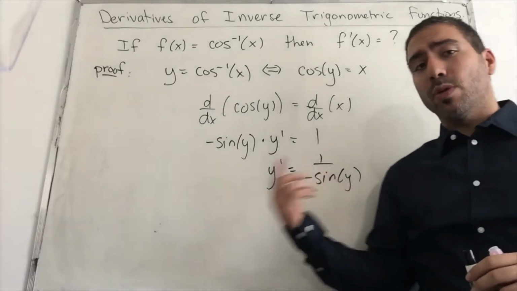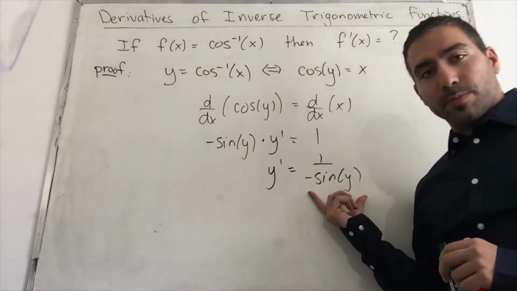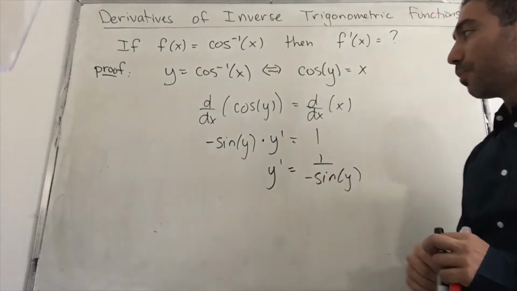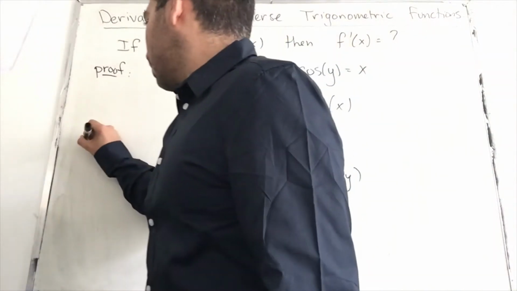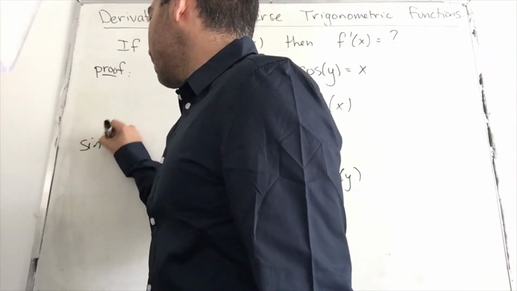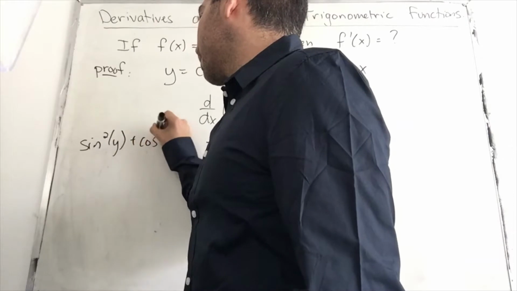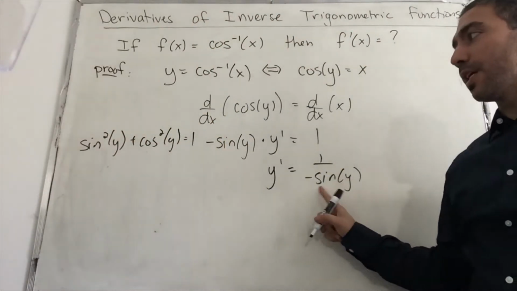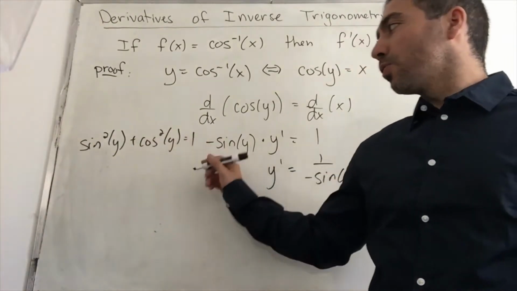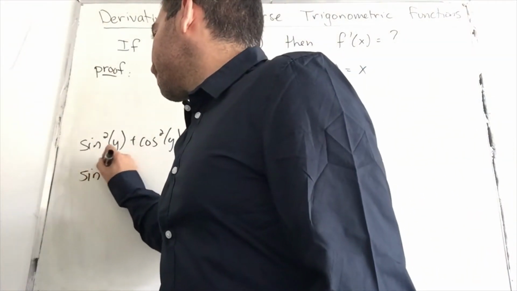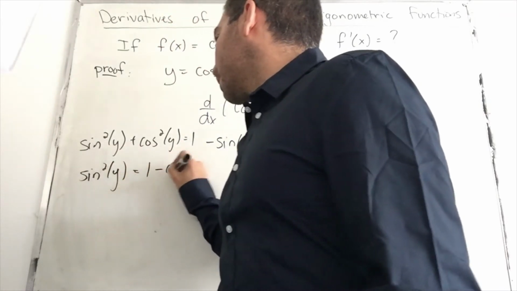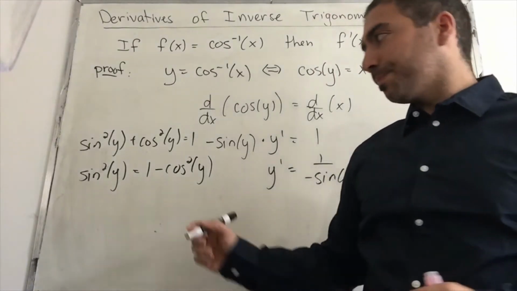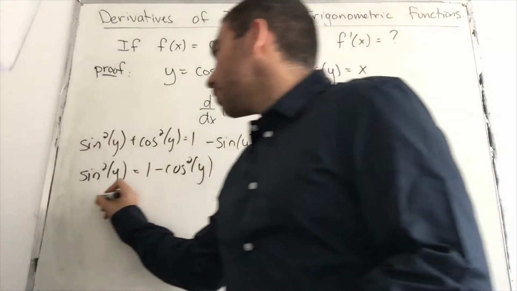Giving us this. But once again, we have to express this in terms of x, not of y. So what we do is apply the same property as we saw before, namely sine squared of y plus cos squared of y is equal to 1. Using this property here, we isolate for sine of y by subtracting over the cos squared. So sine squared of y equals 1 minus cos squared of y. And lastly, we take the square root of both sides of the equation, leaving us with sine.